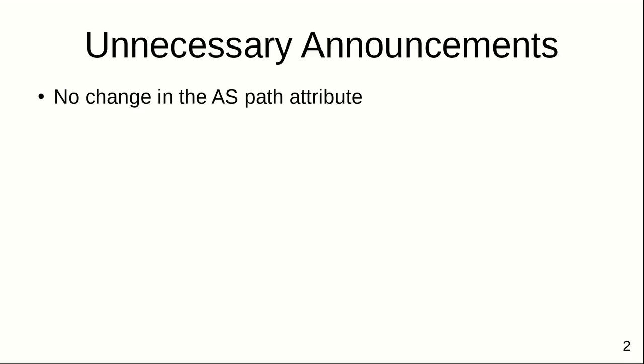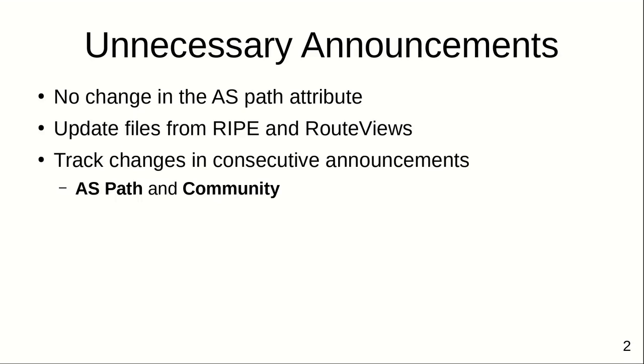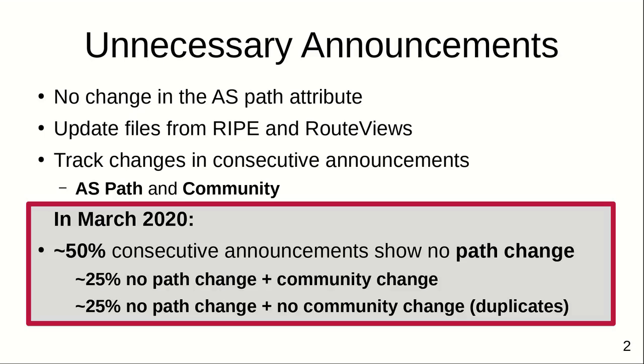So in order to identify unnecessary announcements, we use historic routing data spanning 10 years from the route collector projects RIPE RIS and RouteViews. And we track changes in the AS path and community attributes per BGP session and prefix, so we don't mix unrelated announcements. Looking at more than 1 billion consecutive announcements on a single day in March 2020, to our surprise we find that around 50% show no path change. Further, half of those announcements change the community attribute, while the other half does not change the community, which we refer to as duplicates.